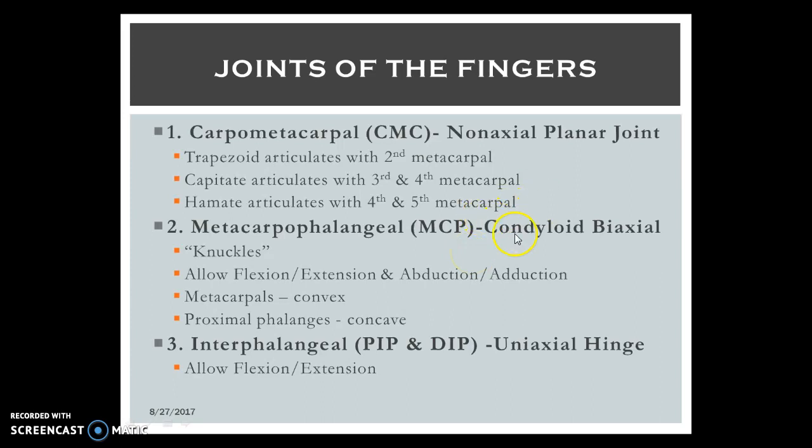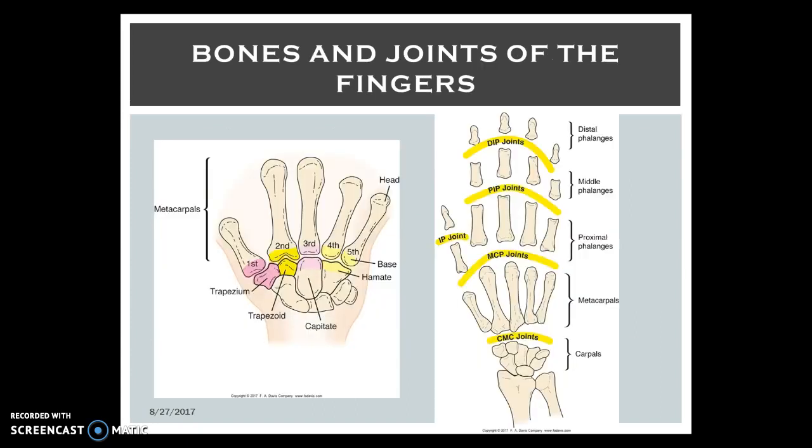Those are considered condyloid biaxial joints. They have 2 degrees of freedom. They flex and extend at the MCP joint, and they also abduct and adduct. We'll go through these shapes in class. Interphalangeal joints, both PIP and DIP, are uniaxial hinge joints, with 1 degree of freedom of flexion and extension. And that you'll see here.